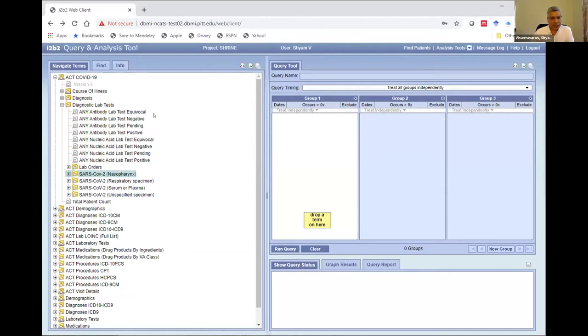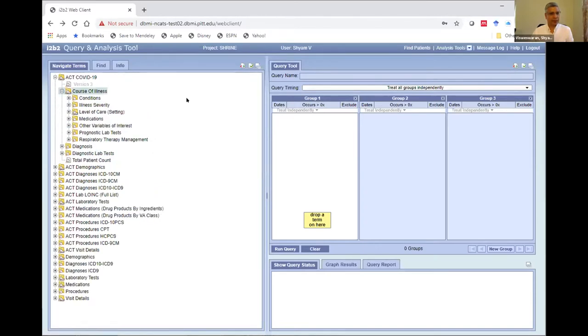And once that is done, the user can then use it at this level and drag over, for example, any nucleic acid lab test positive. And this would get to any SARS-CoV-2 test which has a lab result which is positive. So this makes it relatively simple to query the data where you don't have to run through all the possible labs. This takes care of all the labs which have been loaded in.